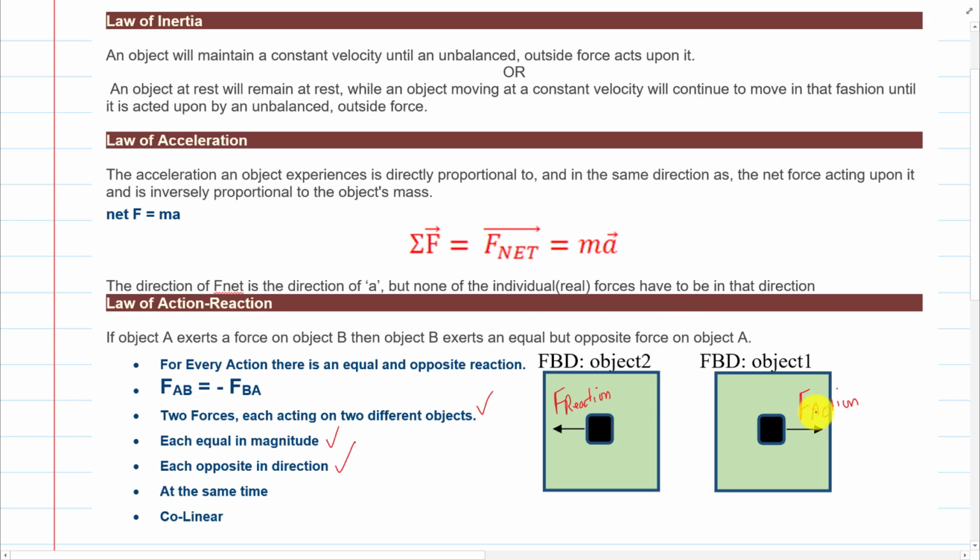They happen at the same time. So one doesn't exist later than the other. You don't push on this and then later on the reaction force. They happen at the same time. And they are collinear. They're collinear, meaning if I draw a line, it will connect them. Let's draw the line. Boom.